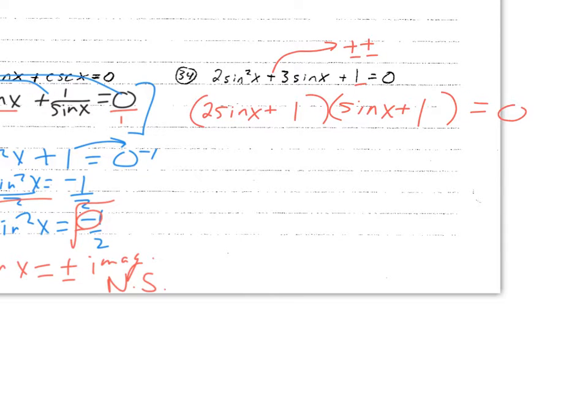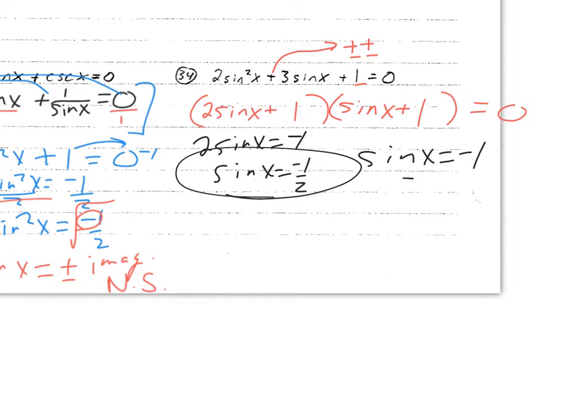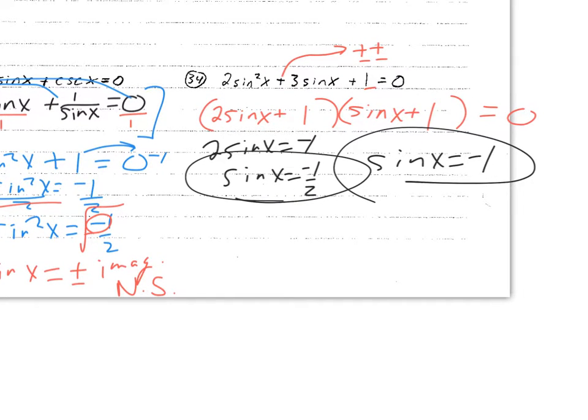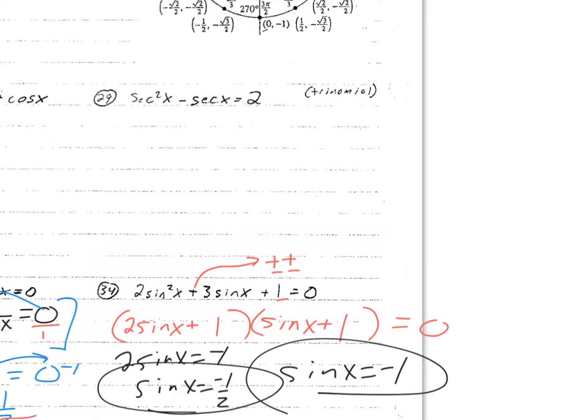From here, we will do our zero products. So the first one's going to be 2 sine x equals -1. Dividing by our 2, we get sine x equals -1/2. And our second one will be just sine x equals -1. So now we need to go up and look up sine being -1/2 and sine being -1.